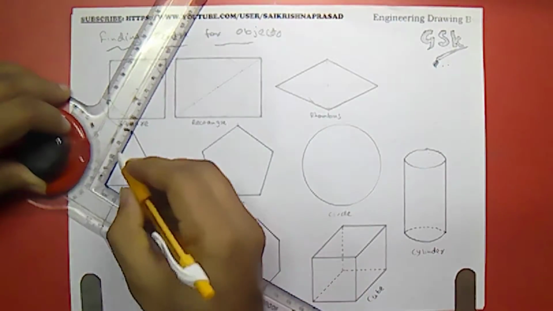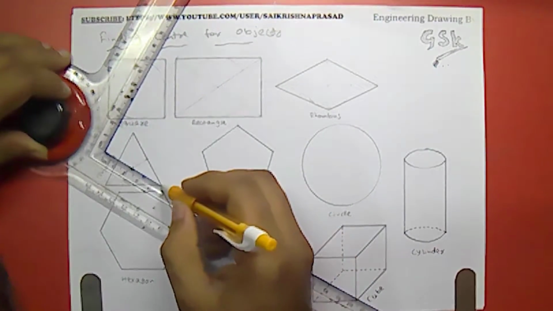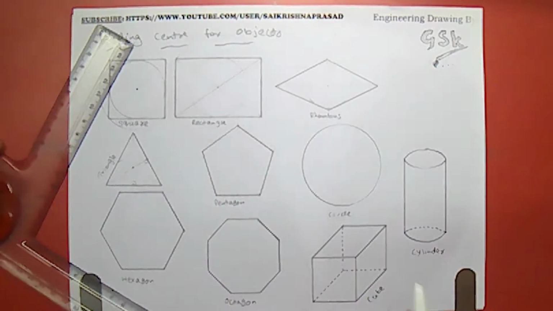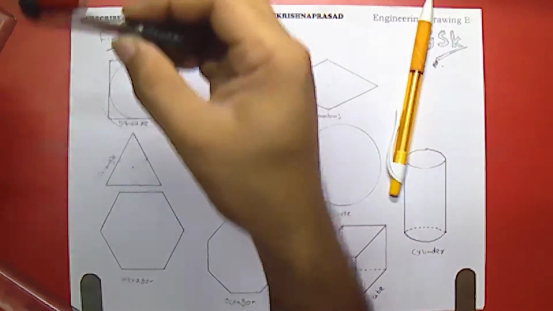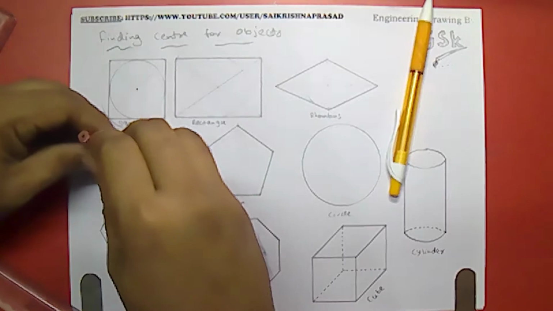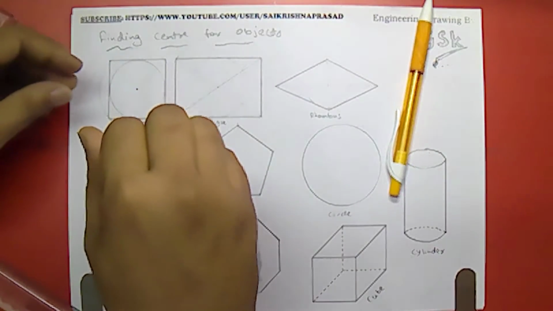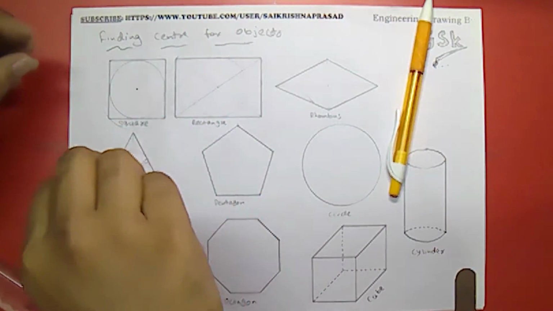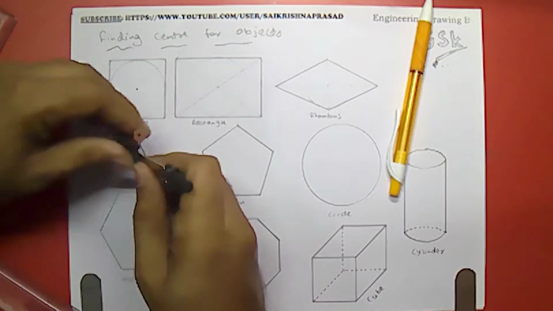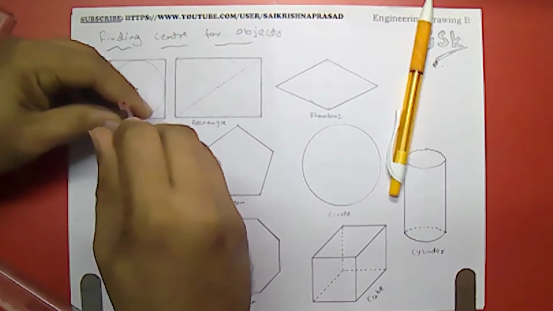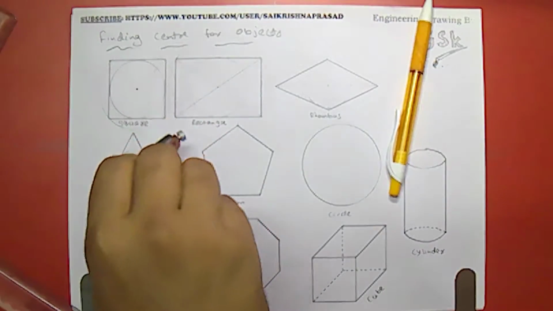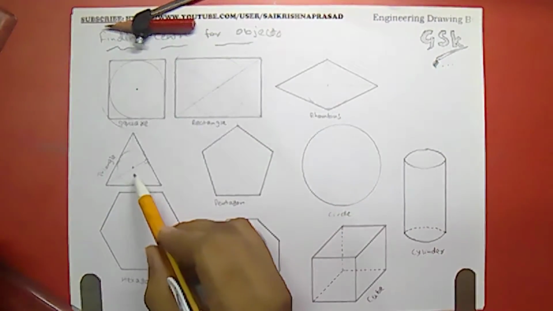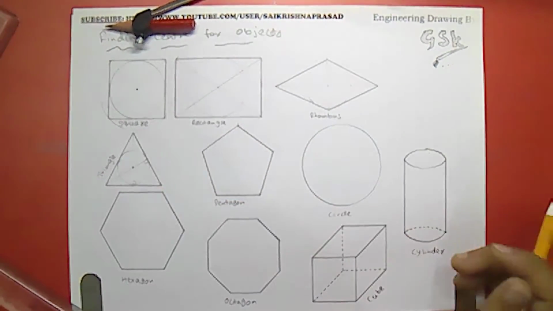If you want to check it, you can check it for the third side also. Make it half and draw the perpendicular to the opposite corner. You can get the exact center for this. And we can get the outside circle also for this object. It means we are inscribing and circumscribing the circle inside and outside of the polygons.